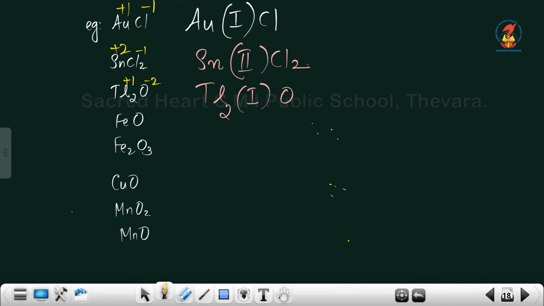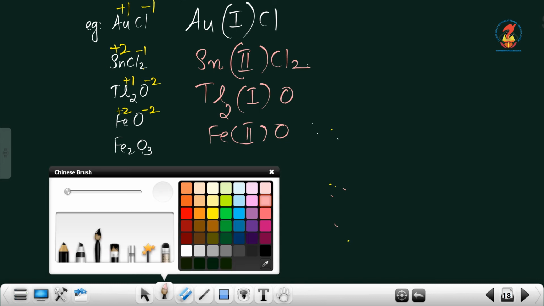Next we have FeO. Again a neutral species. Sum should be equal to 0. Oxygen we know is minus 2. So iron, only one iron we have. So definitely it should be plus 2. So how can we write it? Fe(II)O.